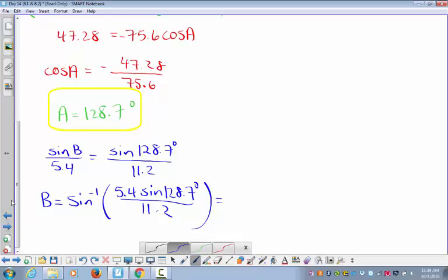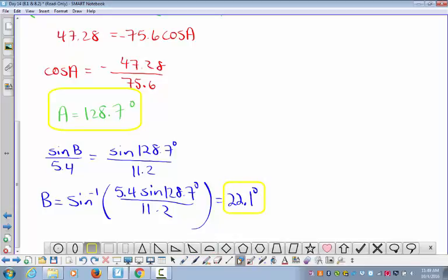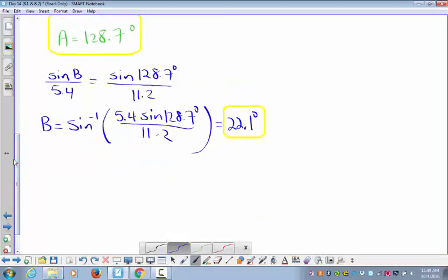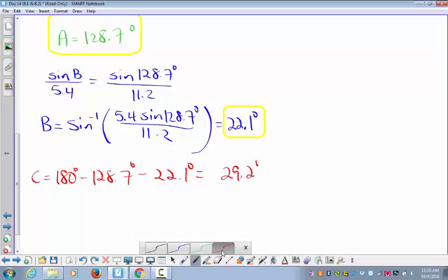Type that in yet? 22.1, if we stick with our convention of going to one decimal place. Thank you. And then the last step is just the subtraction property. We've got angles A and B, so angle C is 180 minus 128.7 minus 22.1. What's that? 29.2, thank you. 29.2 degrees.